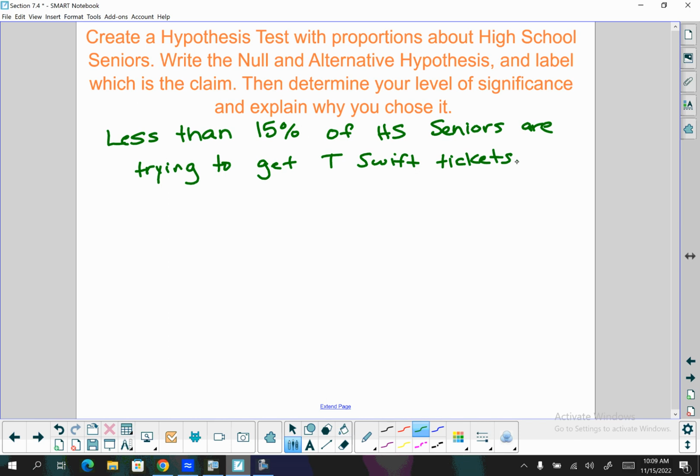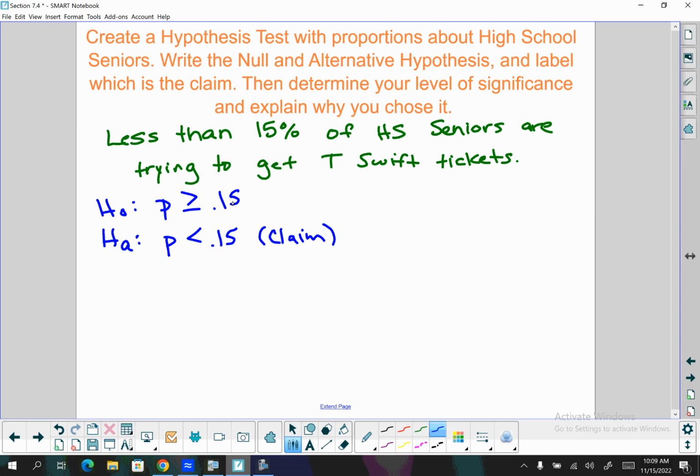Got it. Okay. Is that a null or alternative hypothesis? That is an alternative hypothesis. So my proportion is less than 0.15, and that is my claim. Okay, what is the null hypothesis then? P is greater than or equal to. Oh, I'm sorry, didn't hear that part. Okay, got it. Yes. Good job. Okay, any questions creating the hypothesis test?